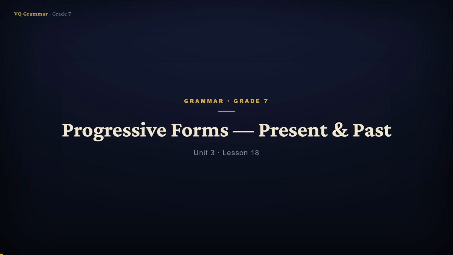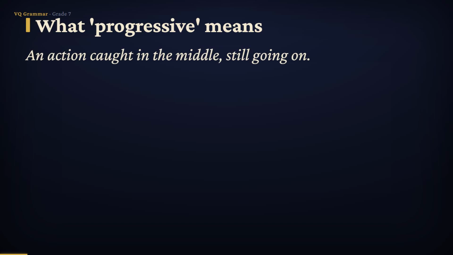This is Unit 3, Lesson 18, and our unit is all about verbs. Today we explore the progressive forms, the present progressive and the past progressive. These are the verb forms English uses to show an action that is happening over time, an action in progress. They're built from a simple two-part recipe, and once you see it, you'll spot them everywhere. Let's get started.